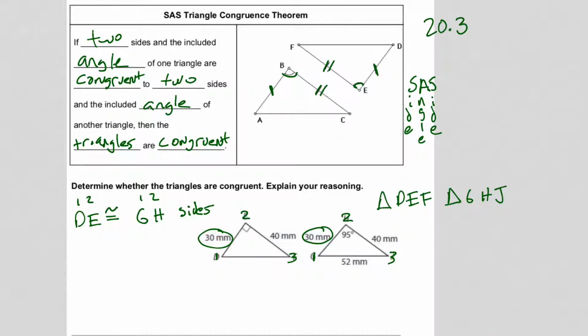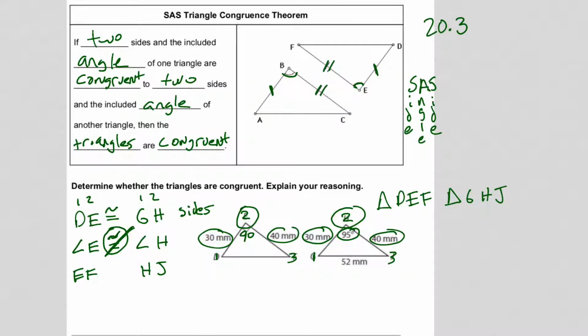What about the angle? Is angle E, right here, and angle H, are they the same? Well, one's 95. This is a right angle of 90. So these are not the same. And now let's take a look at this other side. We've got side EF and we've got side HJ. Are they the same? They are both 40. So those are congruent. But right, we have a side and a side, but we do not have an angle, right?